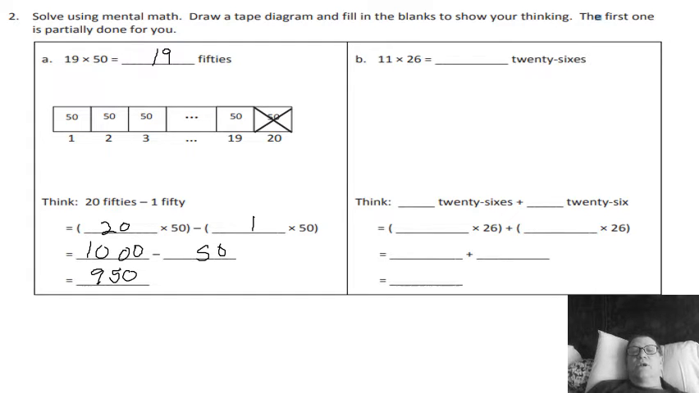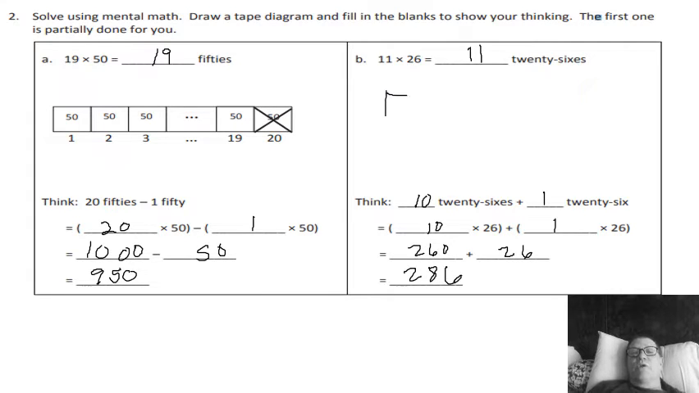On the second one, it's telling us 11 times 26, so we've got 11 26s. And we're trying to solve for 11 26s. But when I'm thinking about it, something easy would be 10 26s. But I need one more 26, so I'd add 1 26. So 10 26s plus 1 26, that'd be 10 times 26 is 260. 1 times 26 is 26. When we add them together, it'd be 286.